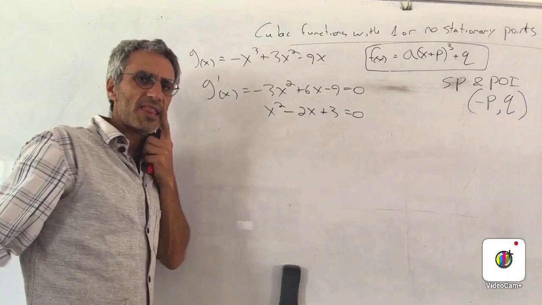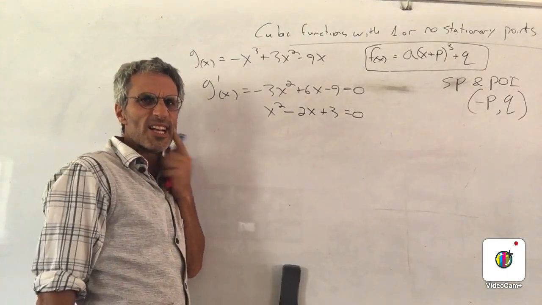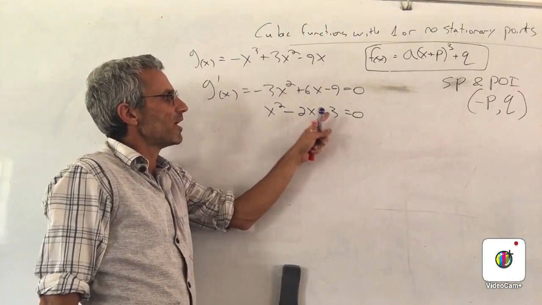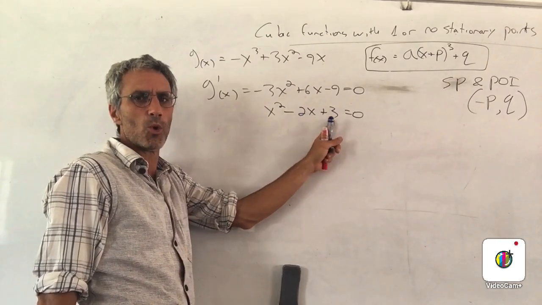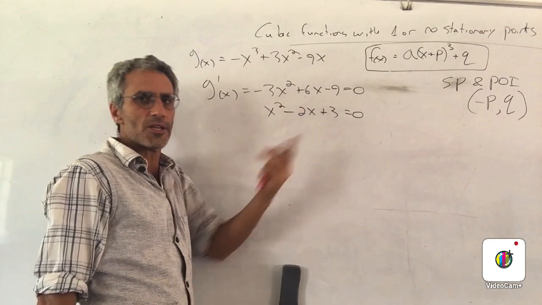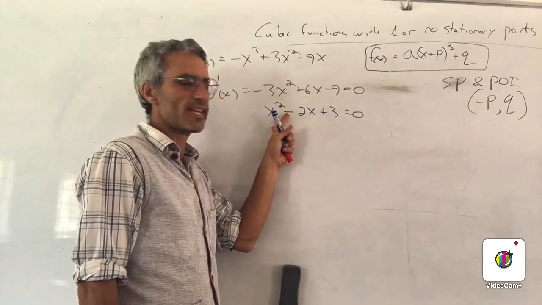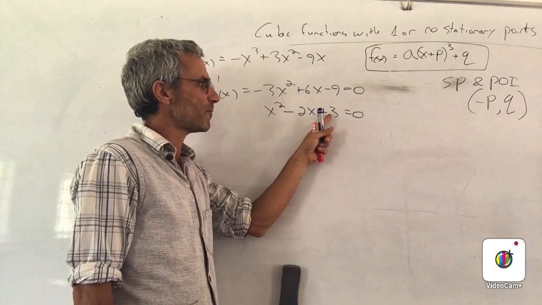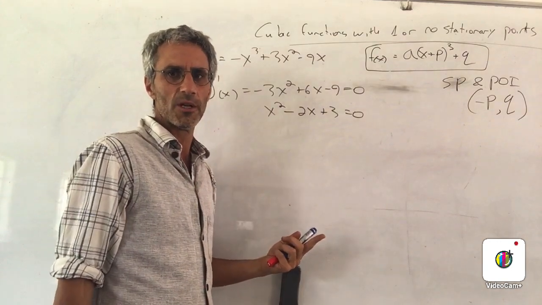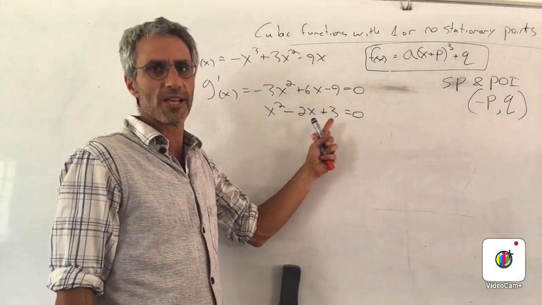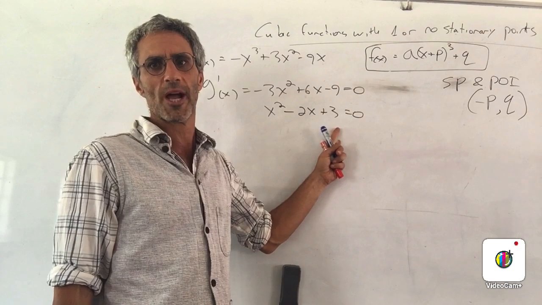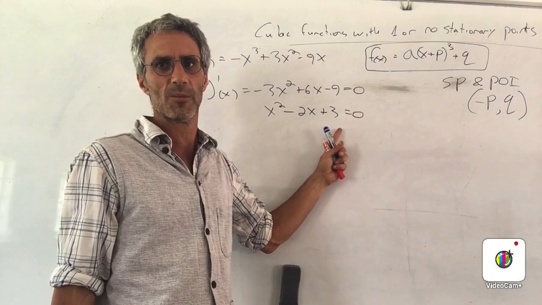Now you can try and think, can I factorize this? I need to look for two numbers that add to minus 2 and multiply to 3. It's just not going to happen. If I get a negative number here and a positive number here, they both have to be negative. That means minus 3 times minus 1. That's the only way I can multiply two negative numbers to get 3.